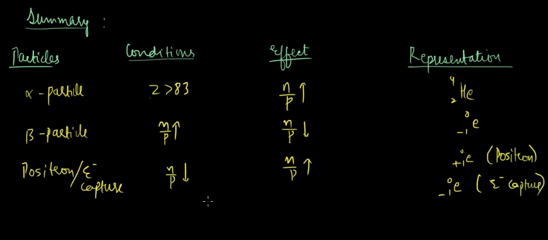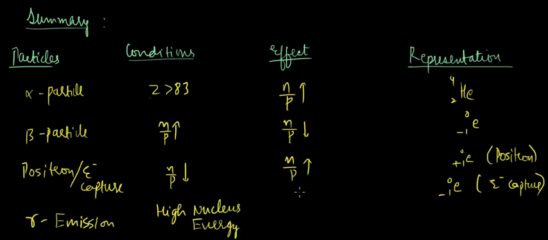Okay, next let's discuss gamma emission. For gamma emission, the condition is high nucleus energy, and the effect is low nuclear energy, and the representation is gamma 0 0 0.